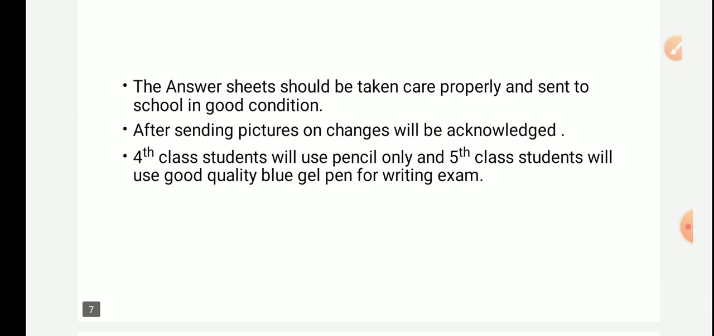Fine. Answer sheets to be taken care very properly, and it should be sent to school in good condition.